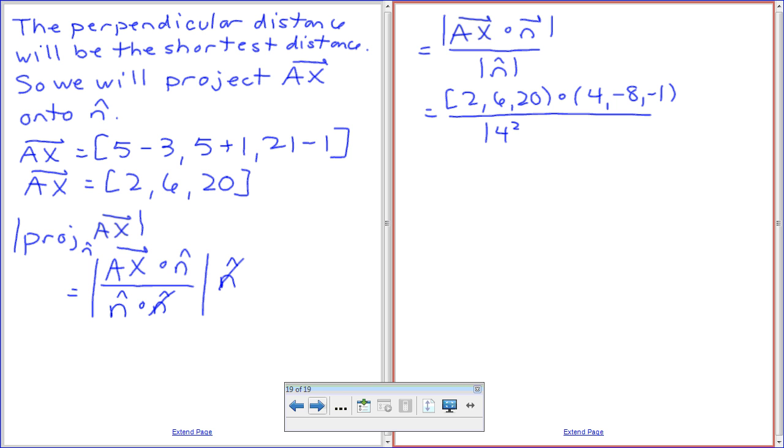I have a question. If that's the case, can't you just cancel the n on the top with the n on the bottom? No, because they're being dotted. It's not just times, they're being dotted.